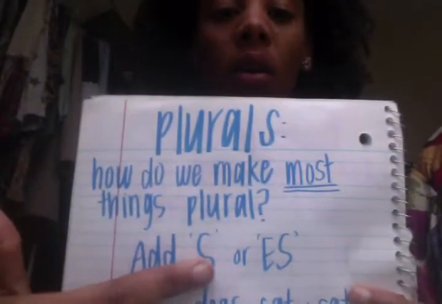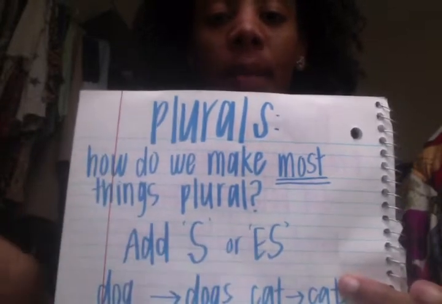All right, everybody. Today we're going to be learning about contractions versus possessives and then how to make plurals. So let's start with plurals because I feel like that would probably be the easiest for you guys to begin with. So we know that when we're making a noun plural that we're going to add s or es. Okay? So how do we make most things plural? By adding s or es.